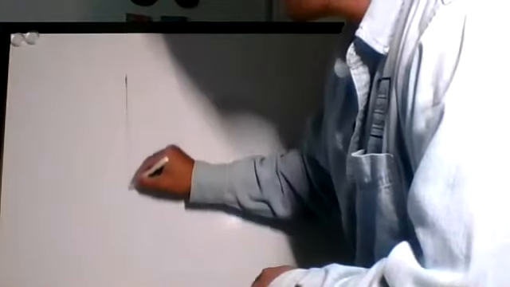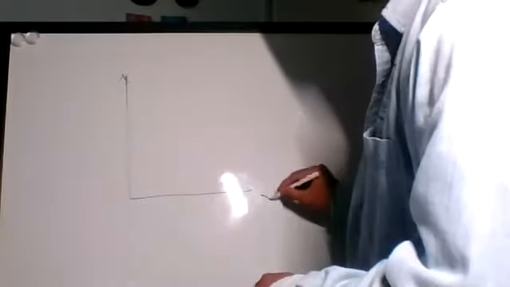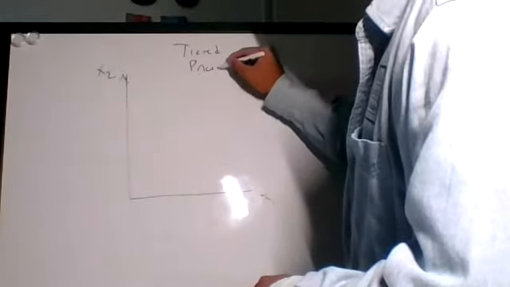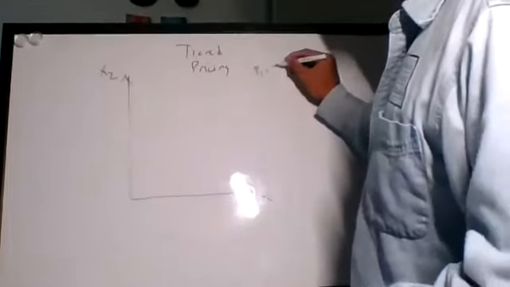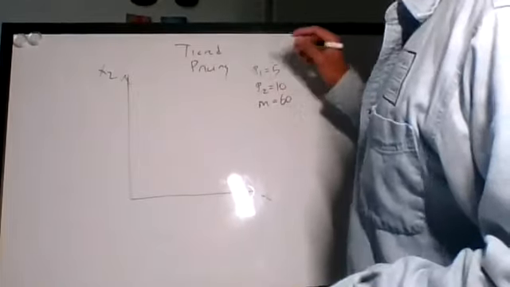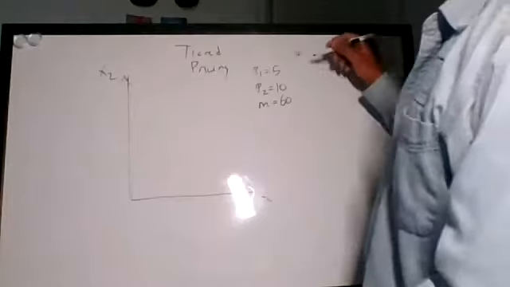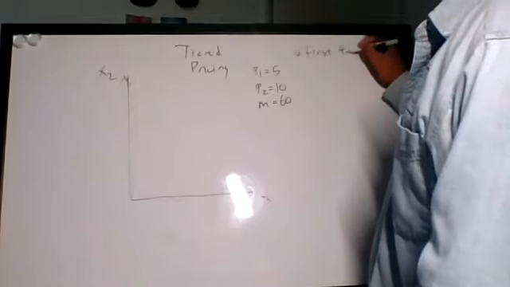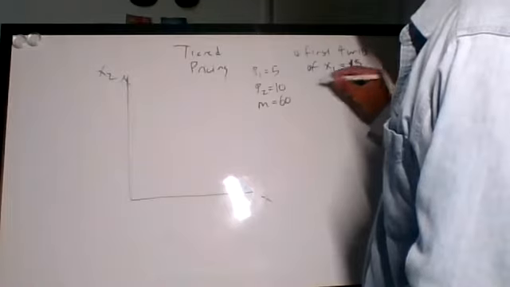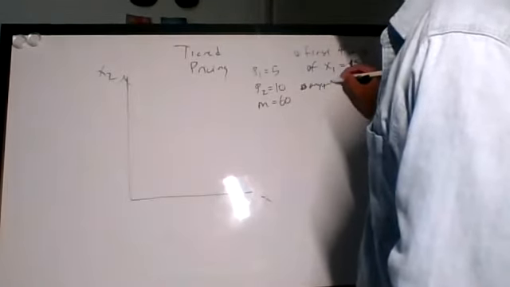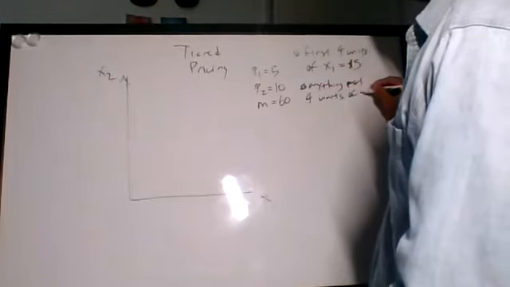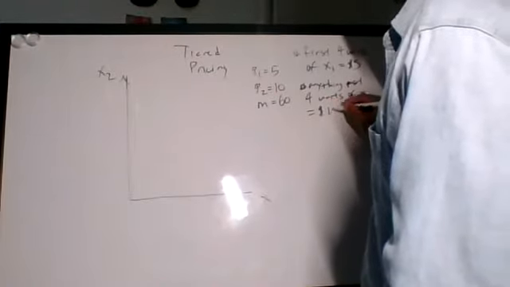So let's go back to this X1, X2 scenario. This is tiered pricing. And we're still going to have the same scenario where P1 is equal to 5, P2 is equal to 10, and M is equal to 60. And we're going to say that the first 4 units of X1 equals $5, and then anything past 4 units of X1 is equal to $10.